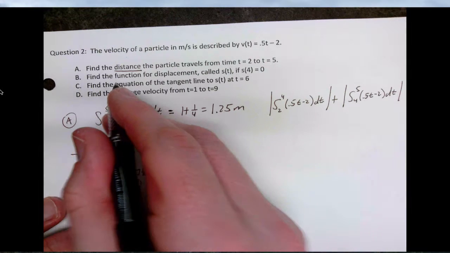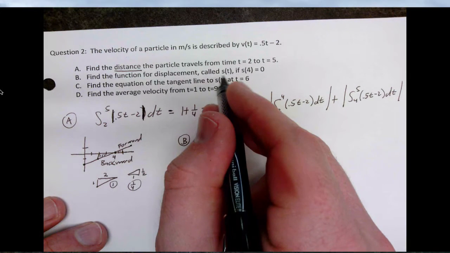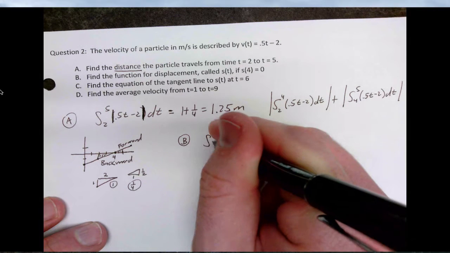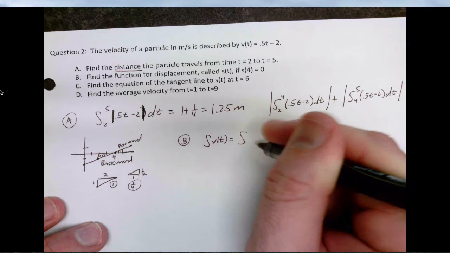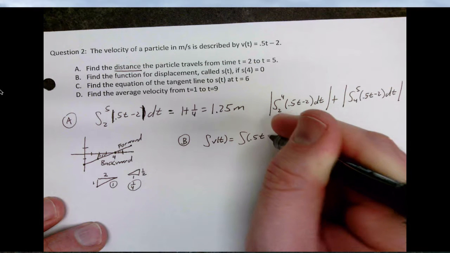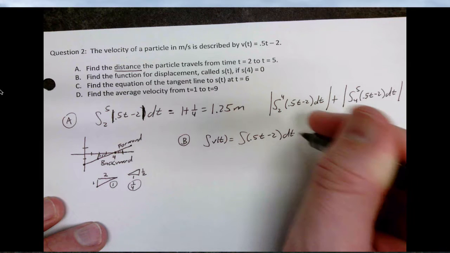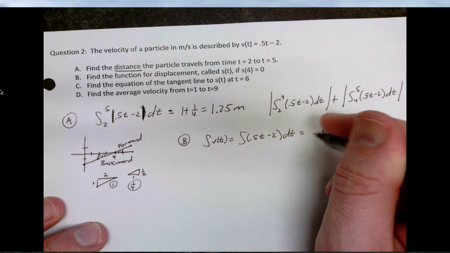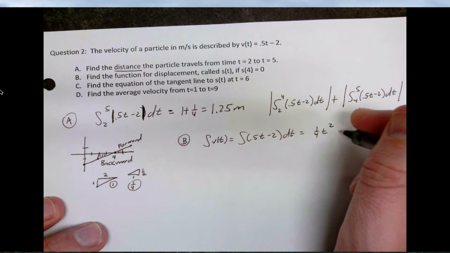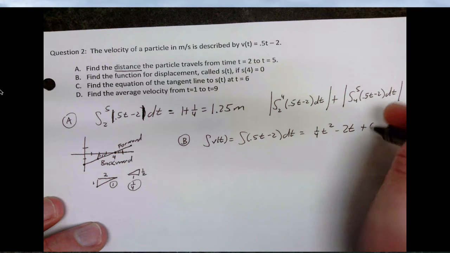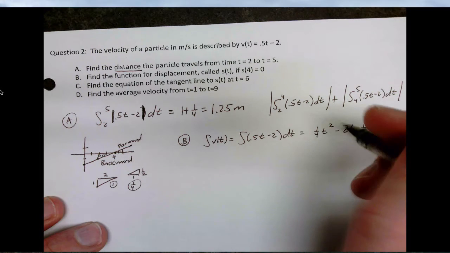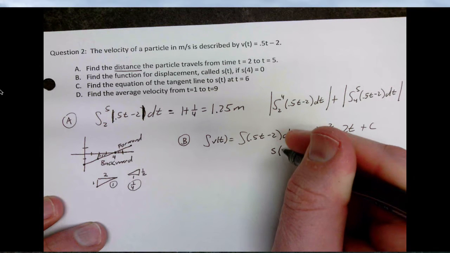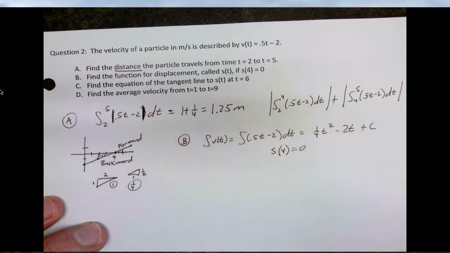Okay, B, find the function for displacement called s of t if s of 4 equals 0. So I'm going to integrate v, the integral of 0.5t minus 2. That's going to be t raised to the second power, dividing by 2 makes it 1/4, and then minus 2t plus c. They told us that this is s of t so far, and s of 4 equals 0. We're going to use that fact right now.